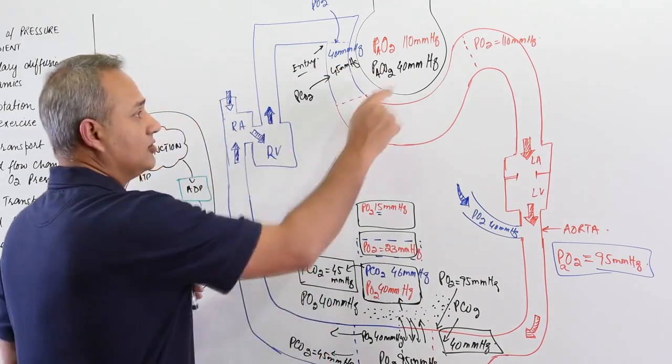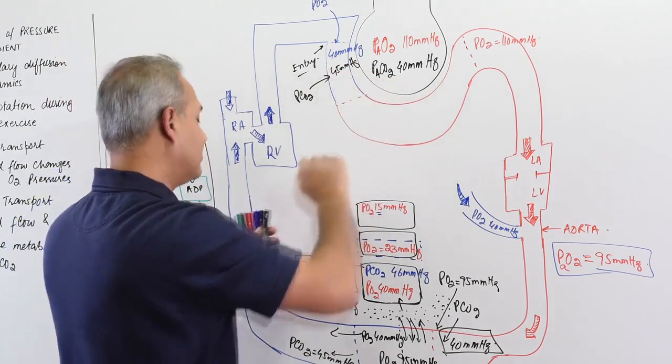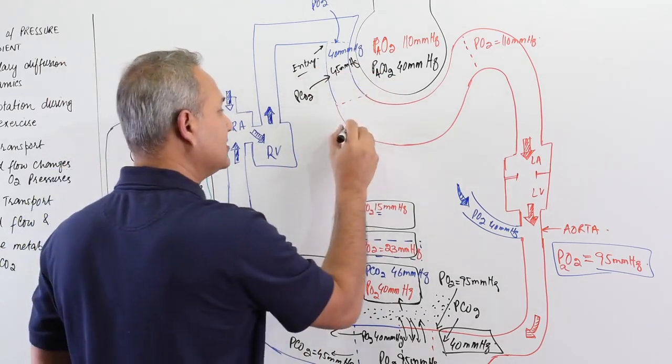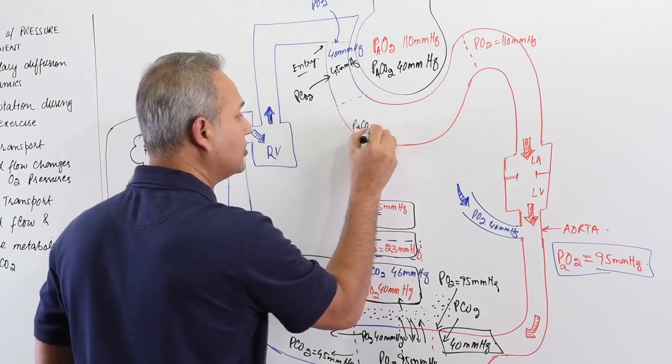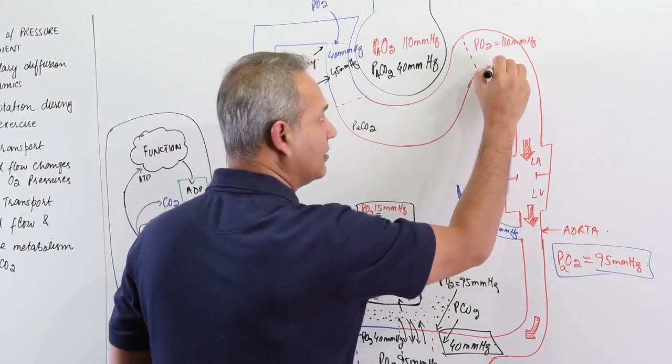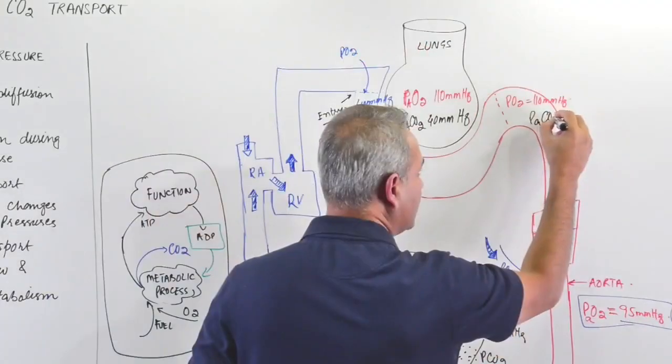All right. So PCO2 is here. So after 1/3 of the pulmonary capillary, what should be the arteriolar CO2, which we normally say is here. I'm going to write here as well. PaCO2.